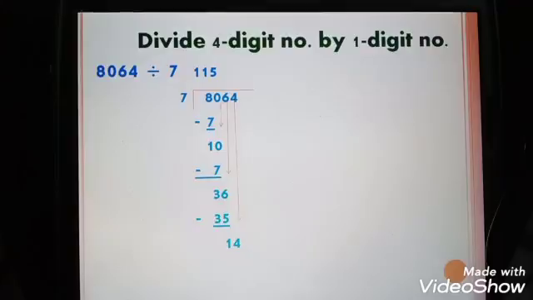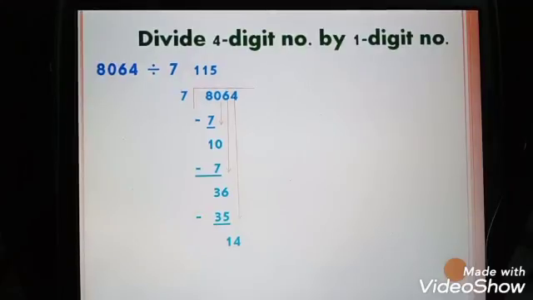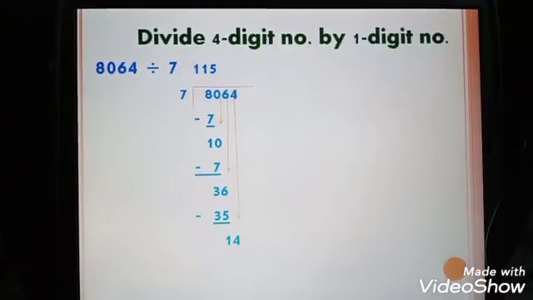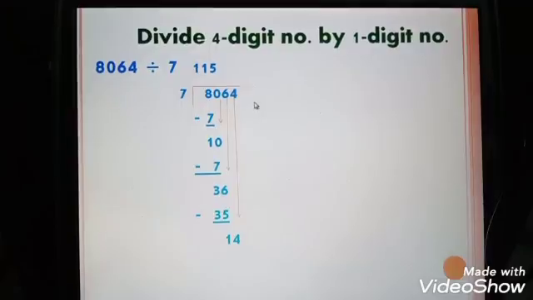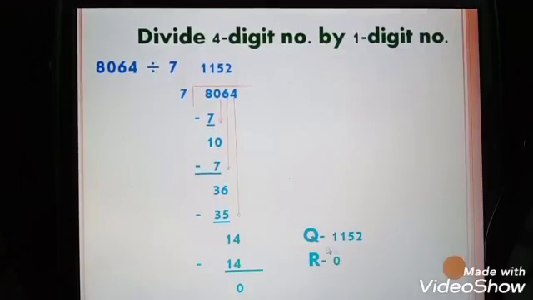Now borrow 4. It becomes 14. In table of 7, 14 comes how many times? 2 times. So here we'll write 2. 7 2 are 14. And then 14 minus 14 is 0. So now your quotient is 1152 and the remainder is 0.